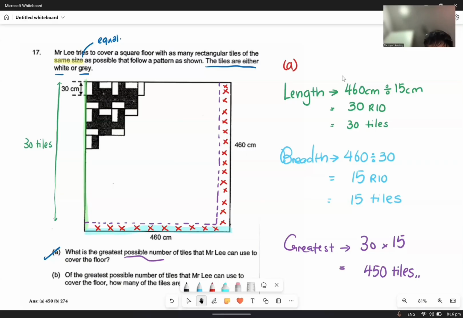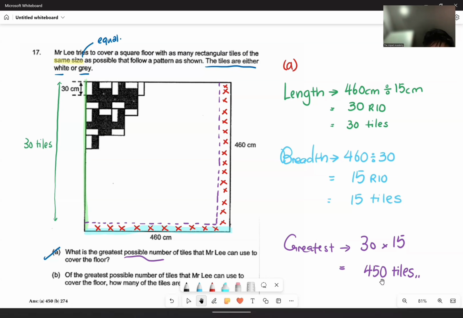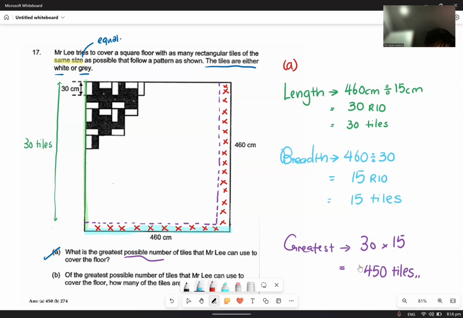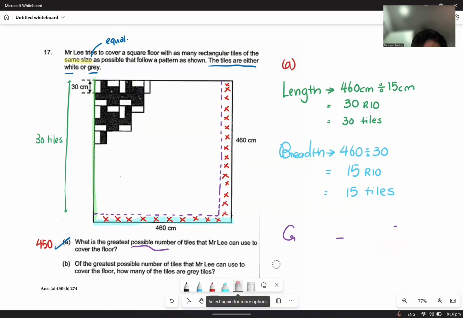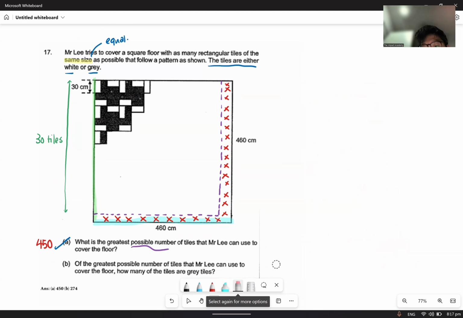Okay, now we are going to use the answer that we have in part A. Since I already know that the answer we have in part A is 450, then of course the next thing we want to do is to find out how many of the tiles are gray tiles. I think before I even go on to that, I need to remind you that there is actually a pattern that Mr. Lee is trying to achieve. Again, he is an interior designer, you know? So to them, it's like, okay, I want to be artistic.